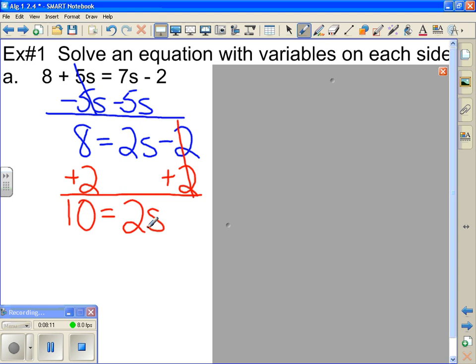The 6th and final step is to get rid of the coefficient, the number in front of the s, and we'll eliminate the 2 by, that's right, dividing by 2. And 10 divided by 2 equals 5. So 5 is equal to s. Notice that the s should be written first and then equals 5. I had to reverse it because the variable always goes first. So put your variable first and s equals 5.